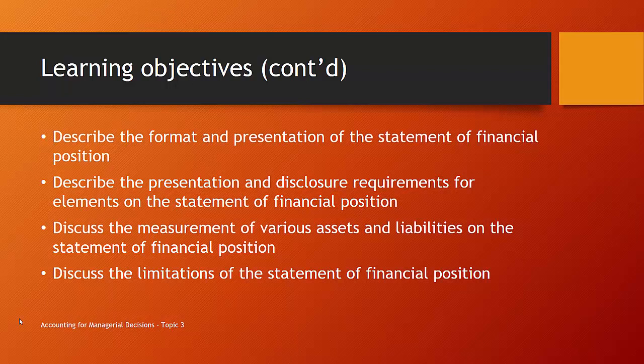Then we'll look at the measurement of various assets and liabilities on the statement of financial position. So we'll look at three in particular here. We're going to look at inventory, receivables, and non-current assets, which make up a fair portion of the asset side of the statement of financial position. We're not really going to look at the measurement in relation to liabilities. Certainly, it's important to know that liabilities exist and what sort of things are commonly there, but we're not really going to delve into the measurement parts of liabilities in this particular topic.